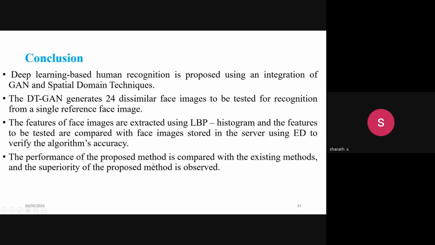The performance of the proposed method is compared with the existing methods, and the superiority of the proposed method is observed. So basically, what I wanted to tell you is, using GAN, we created a database, which we call data augmentation. Using those 24 dissimilar faces generated, we compared with the face that is stored in the image using our algorithm, which involves LBP histogram and ED. And the algorithm that we used was found to be superior to the existing methods.